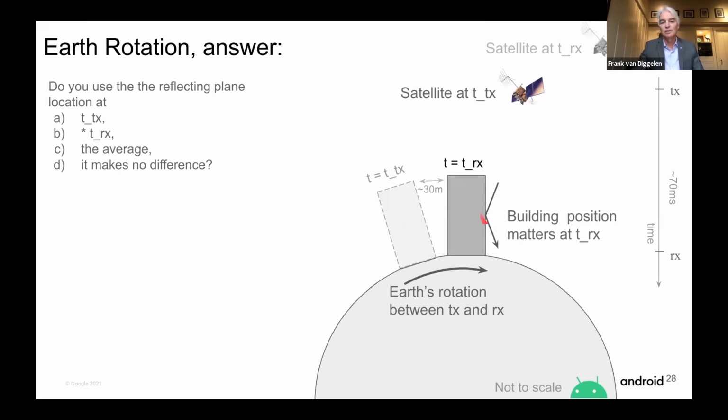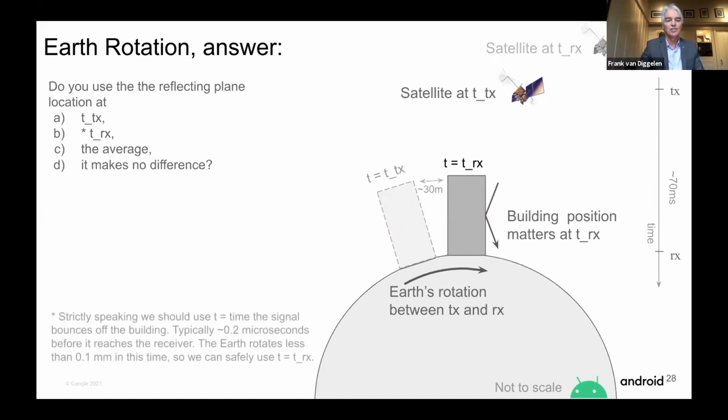And so that's the answer. Where is the satellite at time of transmission? Where is the building at time of reception? Now, if you got that right, pat yourself on the back. Remind your friends.